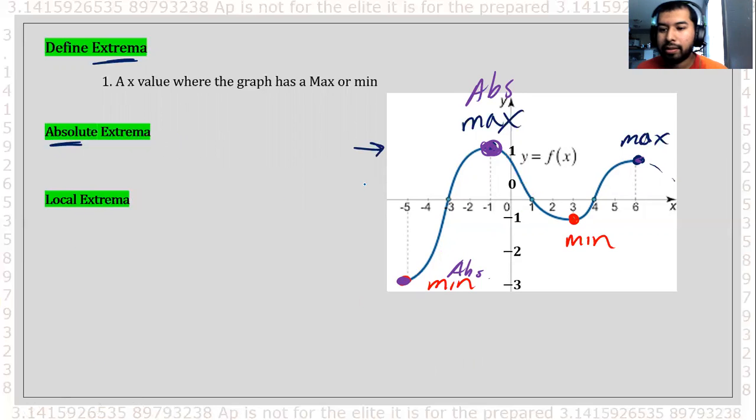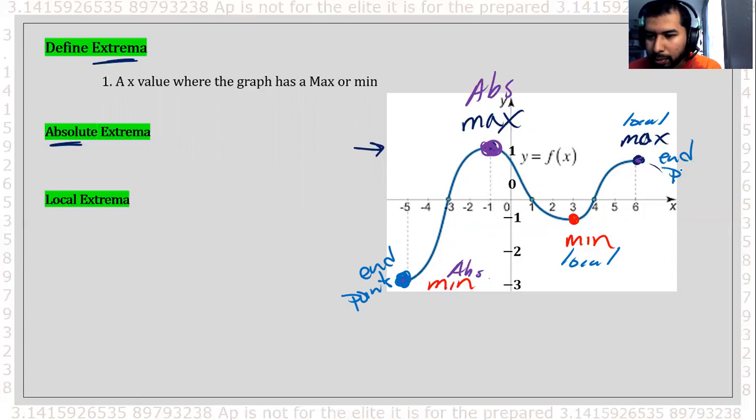Local extrema means it's just a max or it's just a min, not necessarily the highest. So everything that is not an absolute is a local. Say local. This always happens when you have endpoints. So right here, these are endpoints. Very important in calculus. So be expected to have absolutes when you have that.